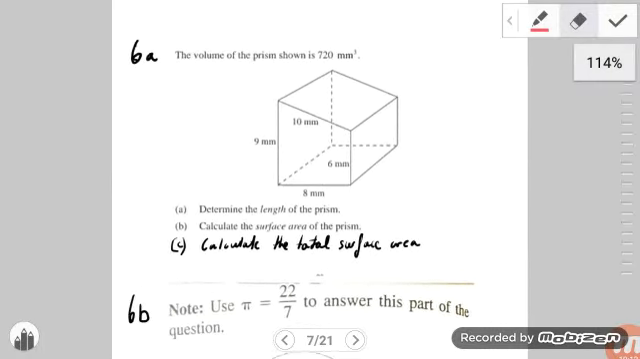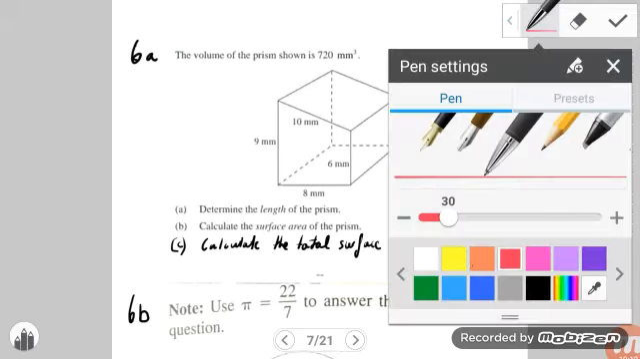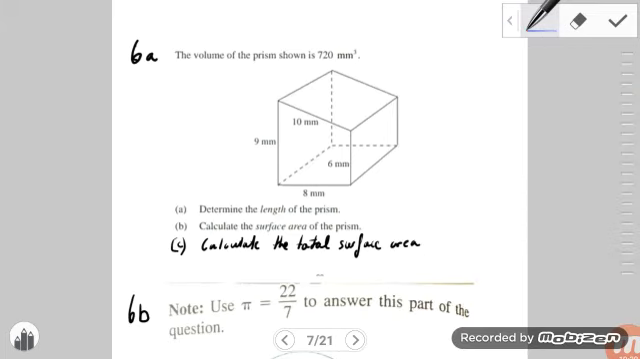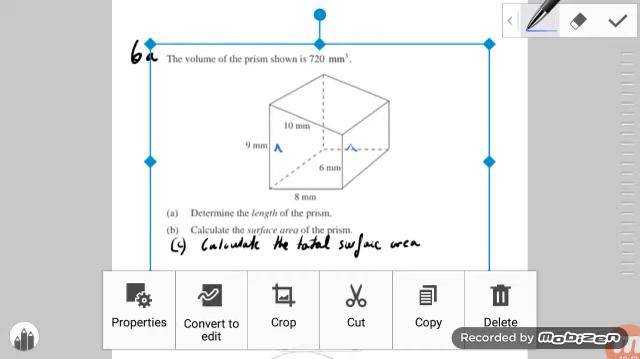Let's get in here. Question 6A. So we're given this prism here, and we're not told what type of prism it is, but we should be able to figure it out based on the fact that this shape here is a trapezium. So technically the prism is a trapezoid. Okay, we have these two sides here that are parallel, and we have this vertical distance here with a 90 degree angle here and a 90 degree angle here.